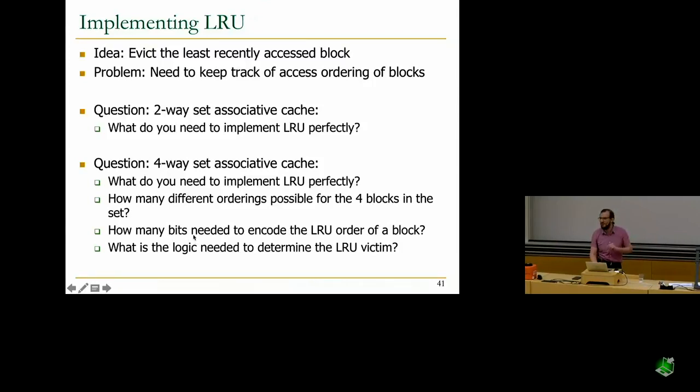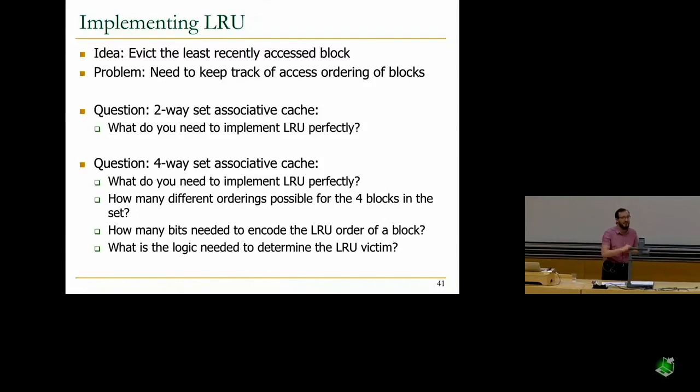log base 2 of 24, ceiling, number of bits, right? Which is 5 bits to encode the 24 possible orderings. You have these 5 bits per the entire set. You don't have it for every tag store entry, right? And of course, the logic now becomes harder to figure out which block you should evict. You need to figure out which one's the LRU based on all those possible orderings. So you need to have a decoder that says, oh, based on the ordering that I have now stored, this is the block that I should evict.